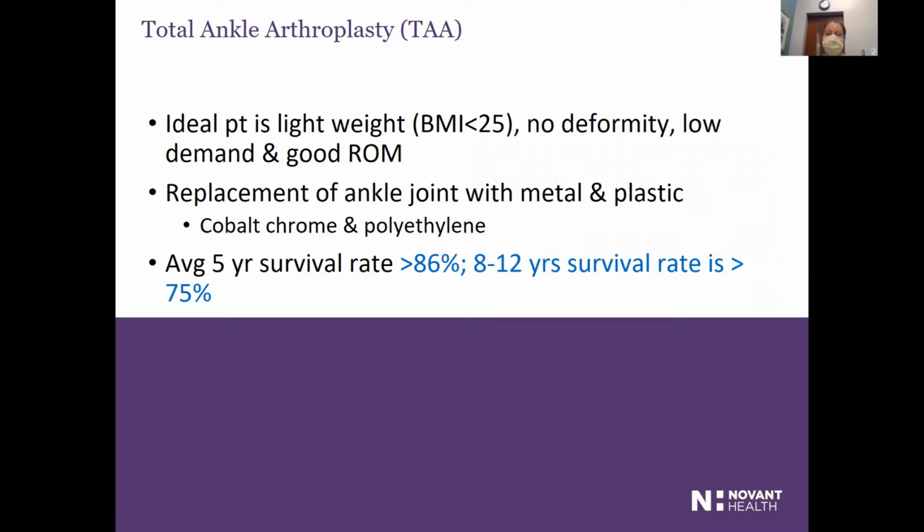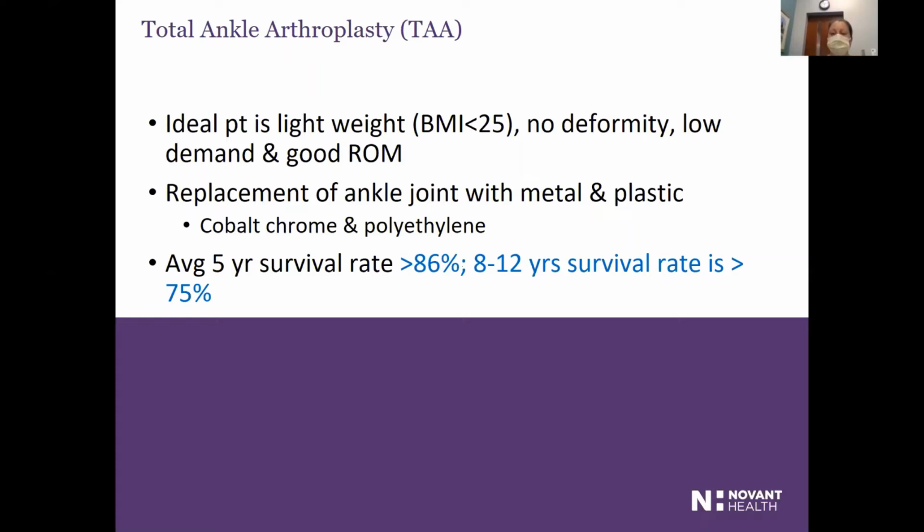So now we're getting into something newer, and by newer I mean these models have only been around for about 10 to 15 years: total ankle replacement. This is very similar to a knee replacement in that we're replacing both sides of the joint with metal, and then we're also using a polyethylene liner, or a heavy plastic, between either side of the joint. We only have limited survival data: at 5 years survivorship is over 85%. From 8 to 12 years, survivorship of a total ankle is 75%.